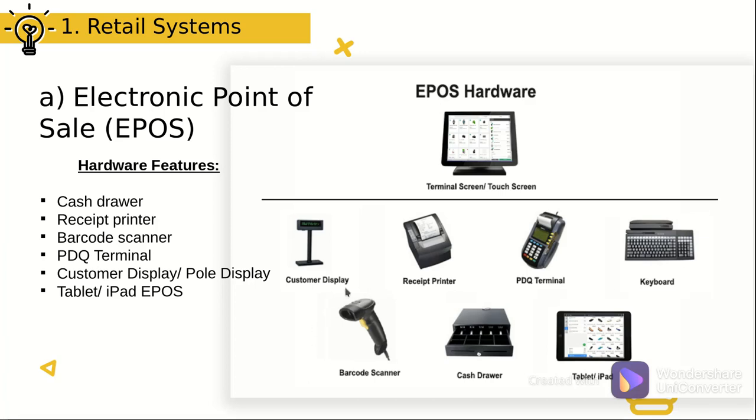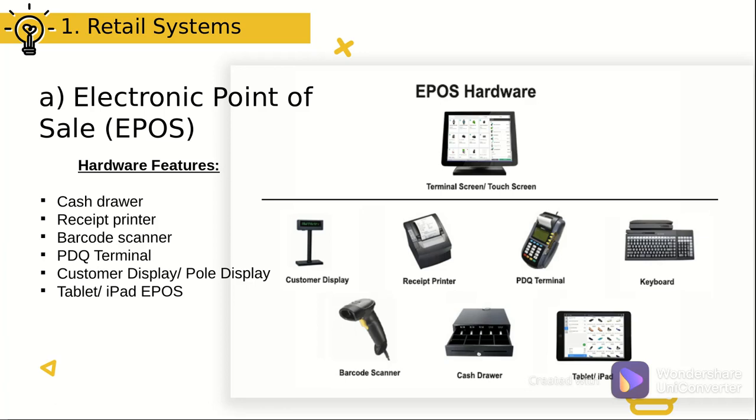Now here you can see where my mouse pointer is. This is a handheld barcode scanner. This one is a cash drawer. I think I've talked about that one. And then we also have got a device called the PDQ terminal. It's a device that accepts credit card payments.